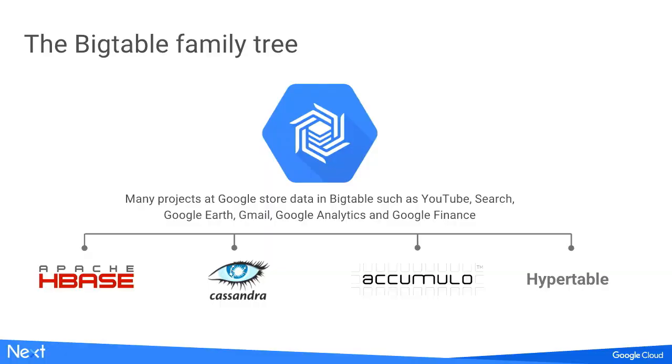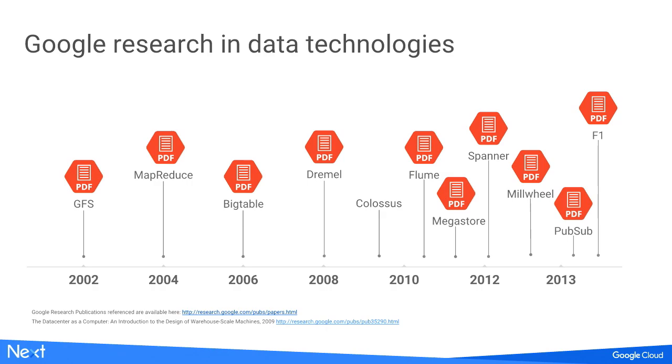The Bigtable family tree. In Google fashion, I just showed the paper that was released around 2006. That's just a paper that's put out, much like the GFS paper or the MapReduce paper, and it turns around and influences the community. One of the things it influenced was Apache HBase. But if you study Apache Cassandra, Accumulo, and Hypertable, all these projects either directly or indirectly inherited from what was described in the Bigtable paper. And the Bigtable paper is just one of many.